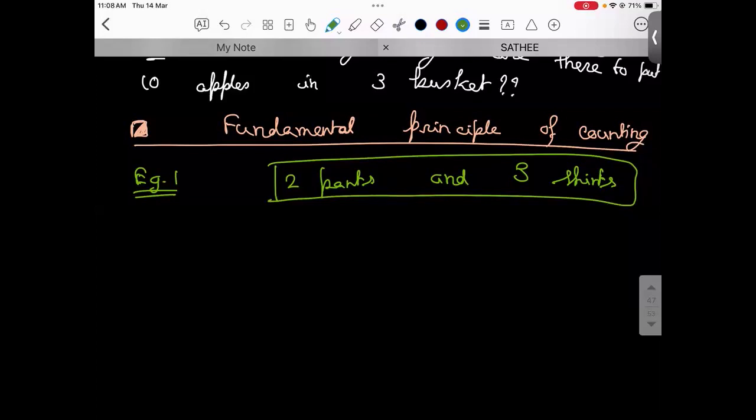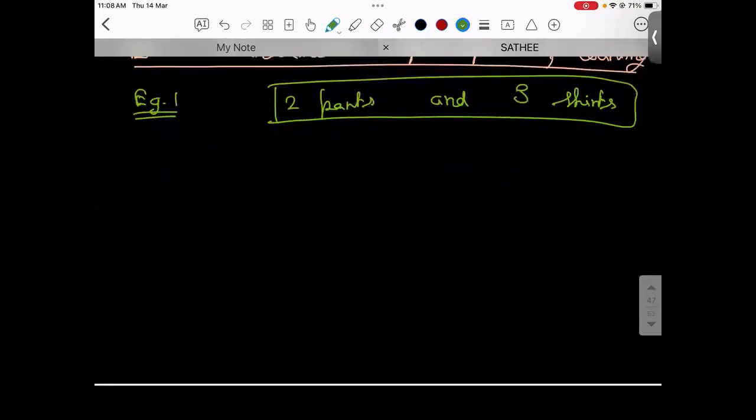Now you have to go to some marriage ceremony. Now, how many different choices do you have to dress up yourself? This is the question. Okay. So how many ways do you have? So you have 2 pants and 3 shirts. Let us denote them by P1, P2, S1, S2, S3.